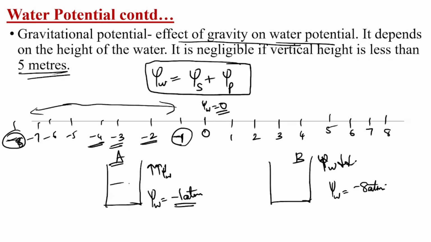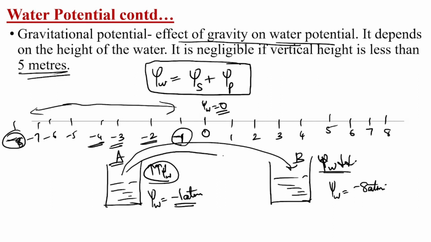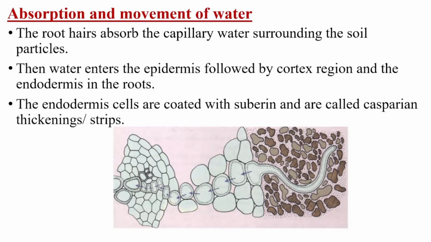How is the movement of water from B to A or A to B? Water always moves from higher water potential to lower water potential. Or you can also say water always moves from water potential value of negative to more negative. Okay, so this is how the movement of water takes place. So after understanding the concept of water potential, now let us really understand how this absorption of water takes place by the root hairs from the soil.